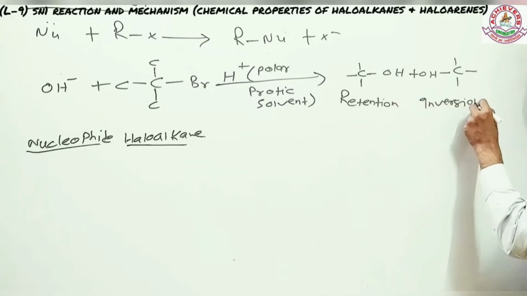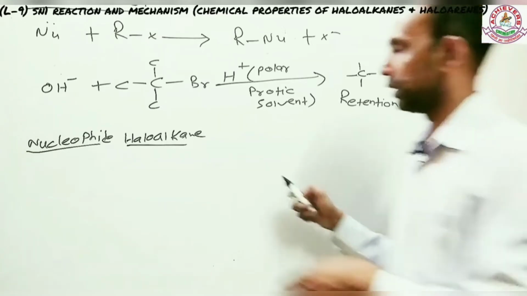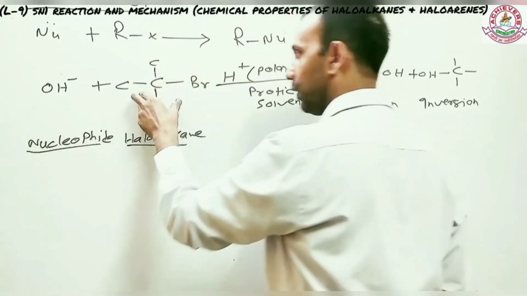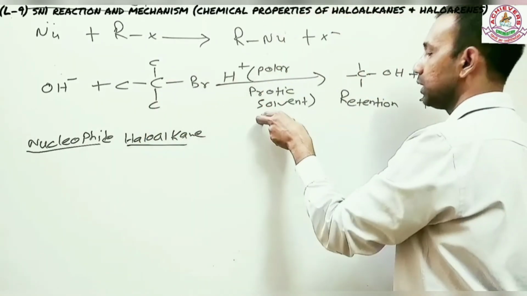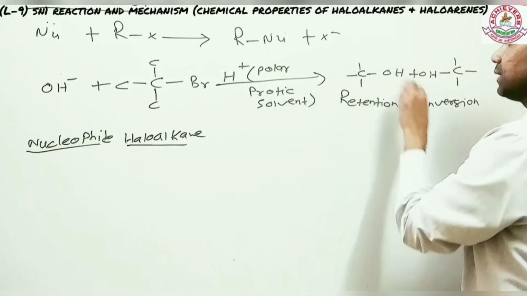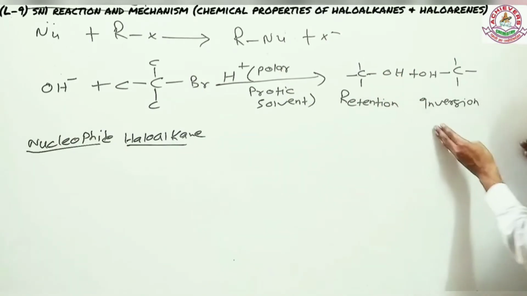This one is called inversion. Why are there two products? I'm coming to that, but let me repeat the whole thing here. When a nucleophile like OH attacks tert-butyl bromide, a haloalkane, in the presence of a polar protic solvent, the bromine is substituted by the hydroxide ion and it produces tert-butyl alcohol. These are the two products.